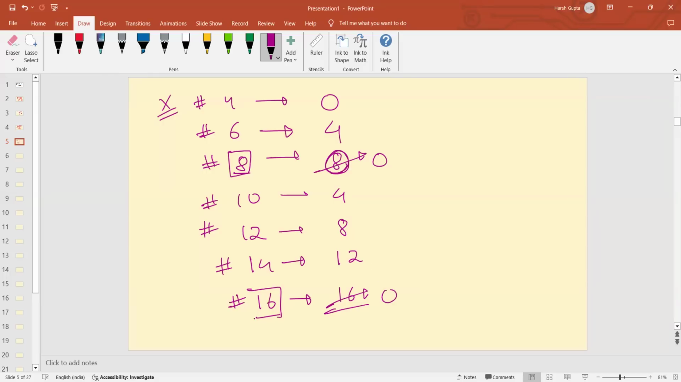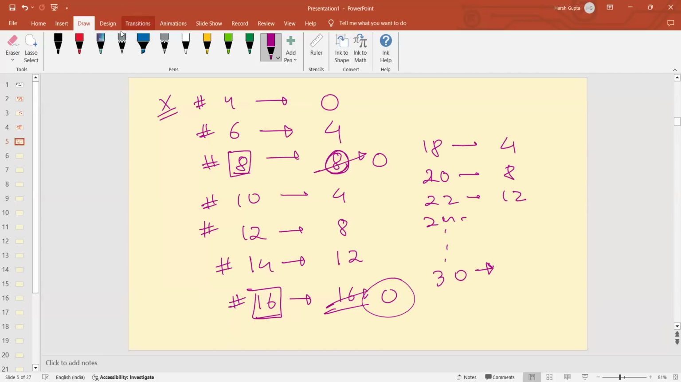And as already discussed, if the number of slices is a power of 2, the answer will always be 0. And this was the pattern followed. So from here, for 18 you can say that the number of smaller slices is 4, for 20 it is 8, for 22 it is 12, and so on. Similarly, if you just go on for 30, you can say that the answer will be 28.